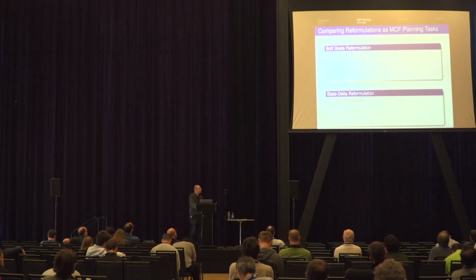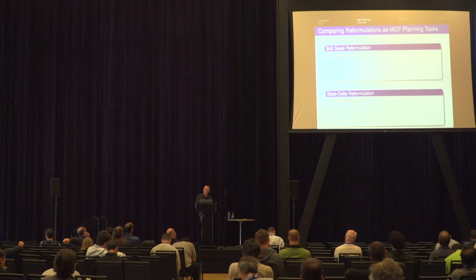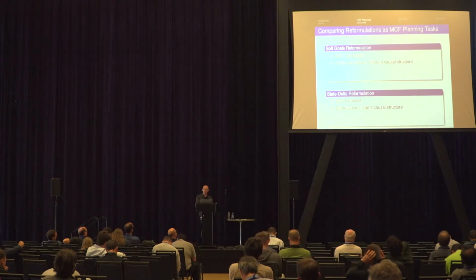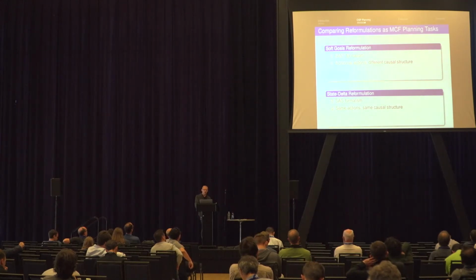So let's talk a little bit about the differences between the two reformulations. For soft goal reformulation, we can use the SAS plan formalism, and that's not possible for state delta reformulation. You have to stick to SAS formalism, and if you start with SAS plan, then you need to reformulate the planning task. Soft goal reformulation has additional actions, and it changes completely the causal graph structure, while for the state delta reformulation, you have exactly the same actions, you just have an additional cost function, and therefore it's the same causal structure.